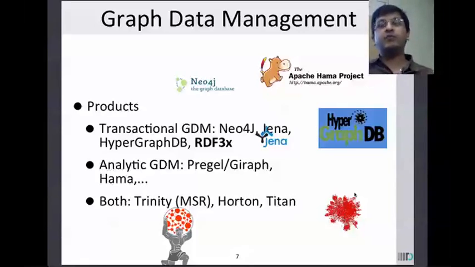So RDF-3X was done at the Max Planck Institute, and it's perhaps the fastest RDF store I have ever seen so far. Okay, so that's why it's called Triple Express, right? And they have added transactional support. And what I'm working on is to add analytic support on top of RDF. So they did the transactional side, and we are adding the analytics side, trying to do mining operations or even recursive reasoning kind of things.